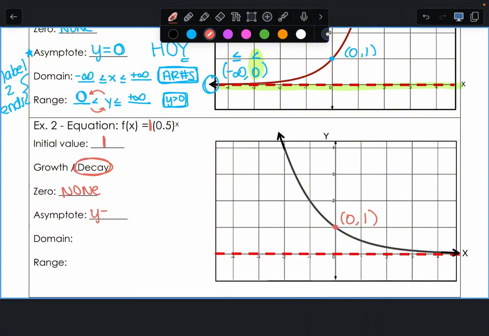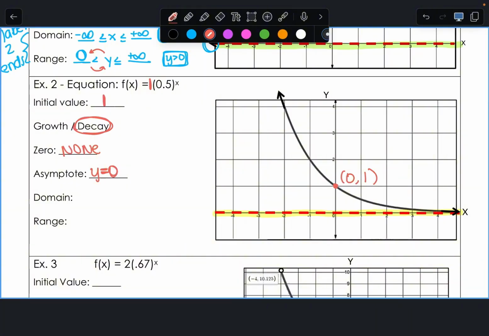y equals 0. The asymptote's always going to be in the same spot. Your boundary line will always be in the same spot. It will always be a horizontal line. It will always be on the 0. So, y equals 0. All right, let's label our ends.